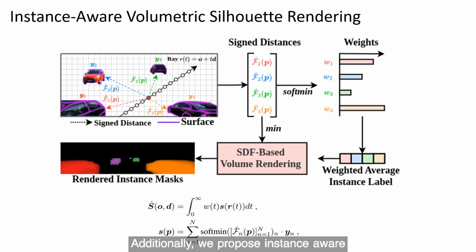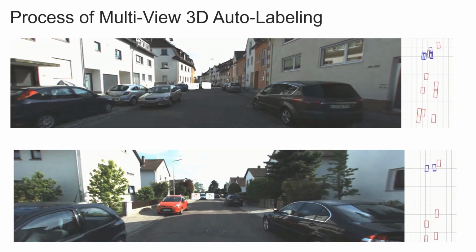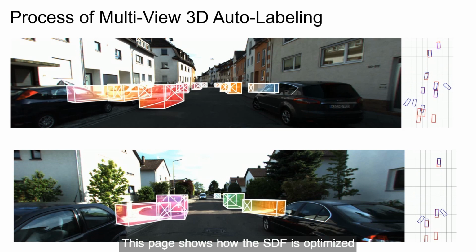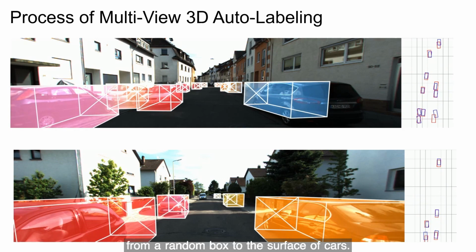Additionally, we propose instance-aware volumetric silhouette rendering, which averages instance labels at each point along a ray based on their signed distances. This data is integrated using an SDF-based volume rendering formula, improving the renderer's understanding of inter-instance geometric relationships. This page shows how the SDF is optimized from a random box to the surface of cars.